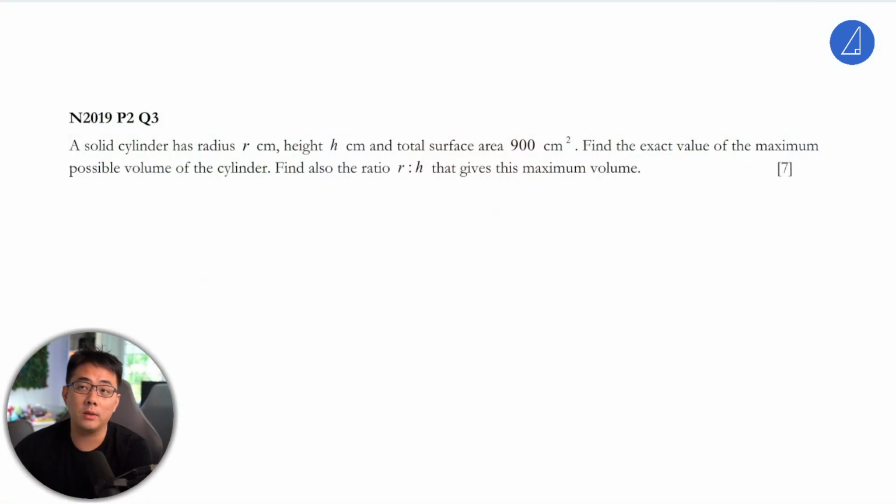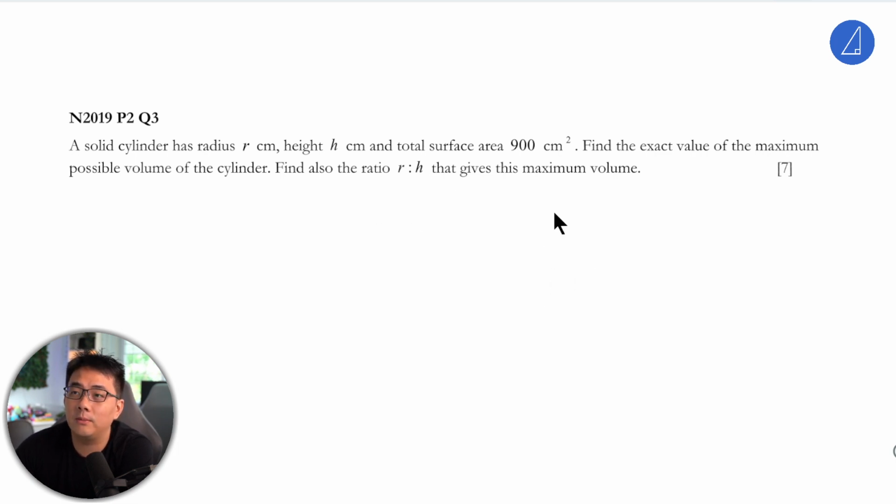Alright students, let's look at this question, which was taken from the year 2018 H2 Math A-Level Paper 2, question 3. A solid cylinder has a radius r, height h, and a total surface area of 900 square centimeters. Find the exact value of the maximum possible volume of the cylinder. Find also the ratio of r to h that gives the maximum value.